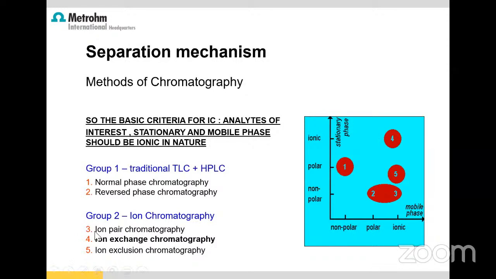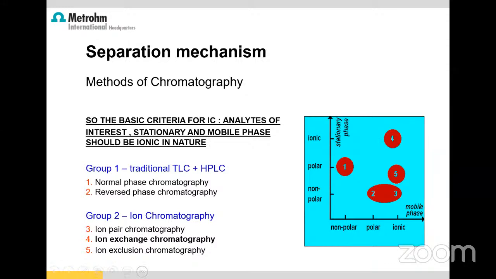So let us talk about ion exchange chromatography. That is point number four, because the majority of the applications, as I said, are handled by ion exchange chromatography. So point number four is that the stationary phase and the mobile phase are both ionic in nature. That means I cannot use solvents. I cannot use 100% solvents like 100% acetone, 100% acetonitrile, or 100% methanol. So I need a buffer. I need an acid or I need a base. Okay, so that's what I mean by ionic.